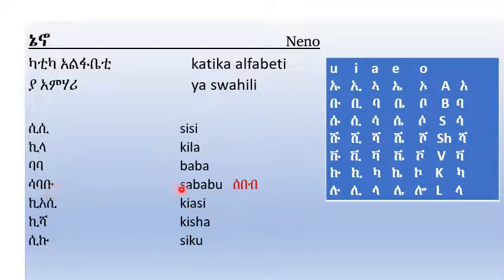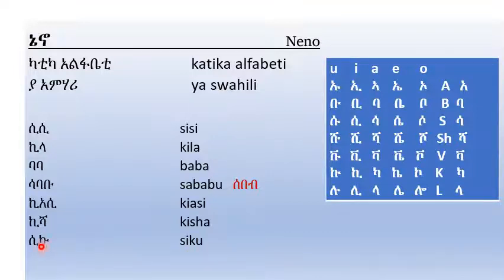Sababu. But I wrote this. This is how we write Sababu in Amharic. If you learn more words, maybe we have many common things. One common thing I learned, whatever you write in Swahili, you read it, something in Amharic. Kiasi. Kisha. Here, Sha, you need three letters in Swahili. In Amharic, you need only one. Kisha.